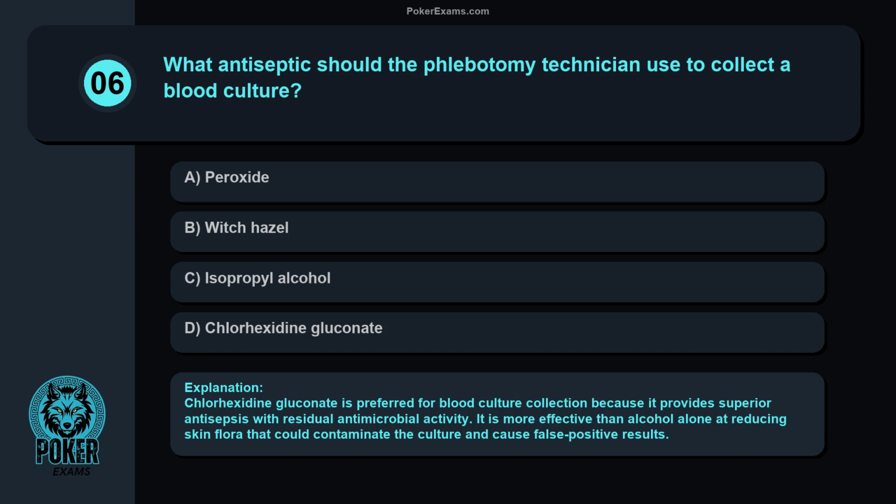Chlorhexidine gluconate is preferred for blood culture collection because it provides superior antisepsis with residual antimicrobial activity. It is more effective than alcohol alone at reducing skin flora that could contaminate the culture and cause false positive results.